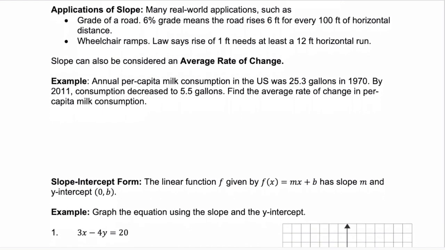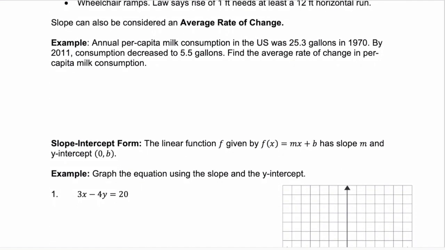Remember that slope can also be considered an average rate of change. If you see average rate of change or rate of change, the question is talking about the slope. For example, annual per capita milk consumption in the U.S. was 25.3 gallons in 1970. By 2011, consumption decreased to 5.5 gallons. Find the average rate of change in per capita milk consumption. This just wants us to find the slope.